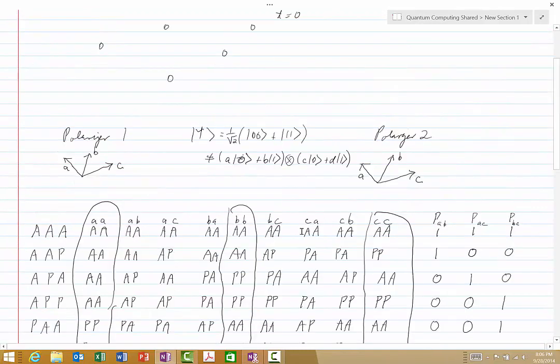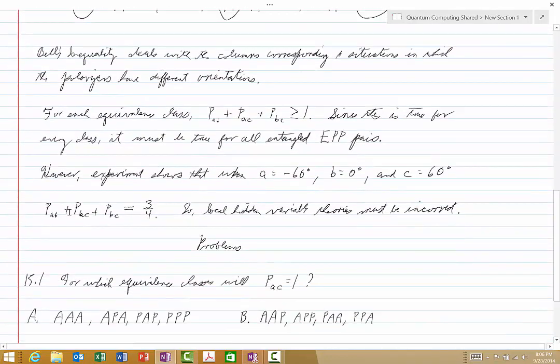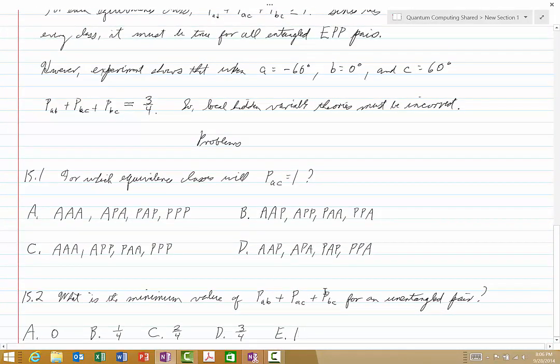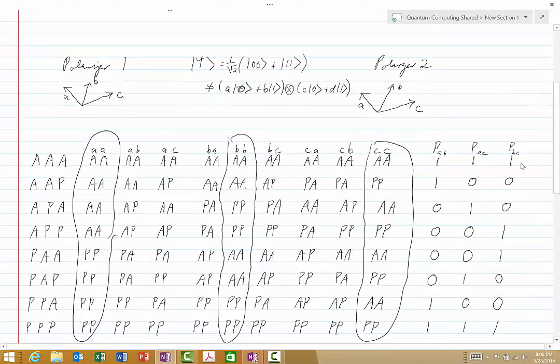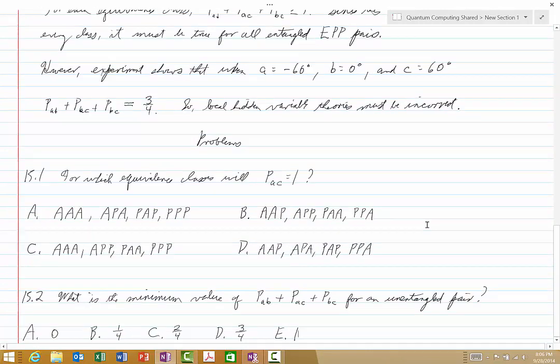So I'll give you a hint. What you should do is come back up to this table and think, okay, if one photon could have one equivalence class and the other photon could have a different equivalence class, then in how many situations must they agree? And so you could get your quantities here. So what would be the minimum value for PAB plus PAC plus PBC for an unentangled pair?